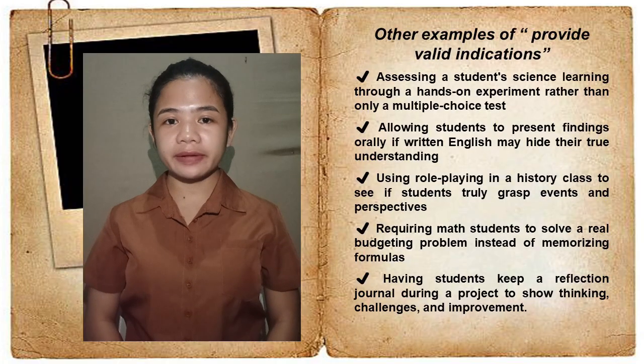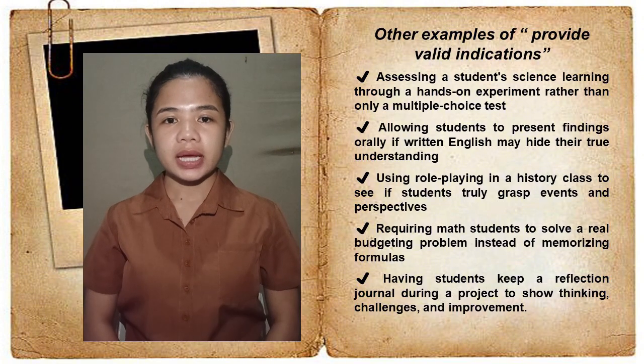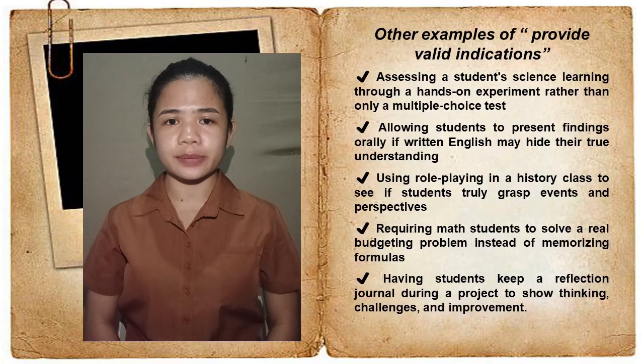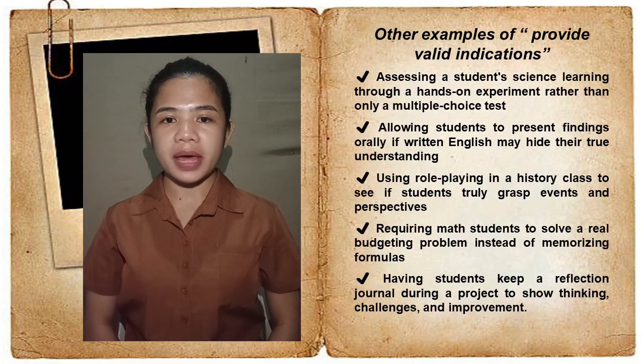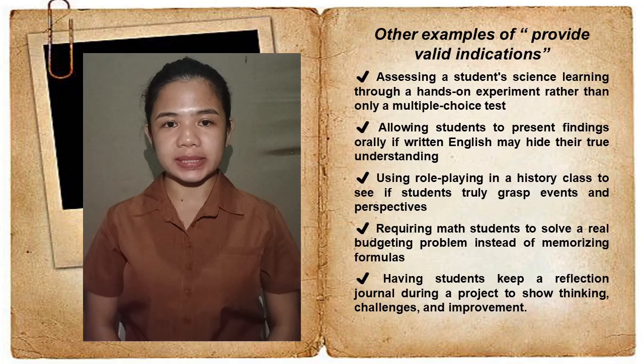And here are the other examples. First, assessing student science learning through a hands-on experiment rather than only a multiple-choice test. Second, allowing students to present findings orally if written English may hide their true understanding. Third, using role-playing in a history class to see if students truly grasp events and perspectives. Fourth, requiring math students to solve a real budgeting problem instead of memorizing formulas. And the fifth one, having students keep a reflection journal during a project to show thinking, challenges, and improvement.